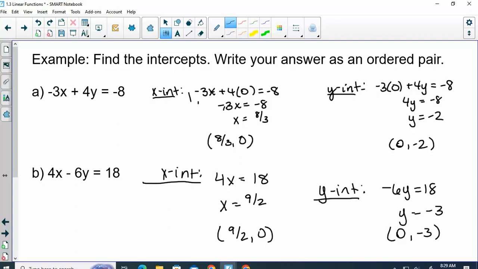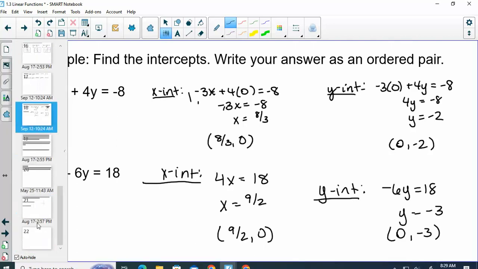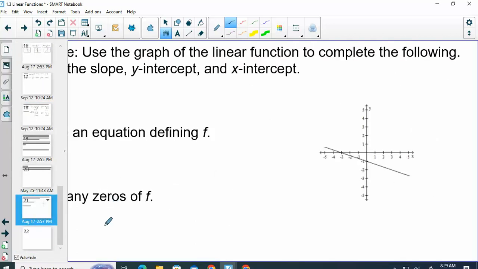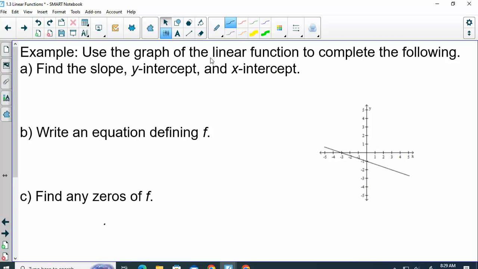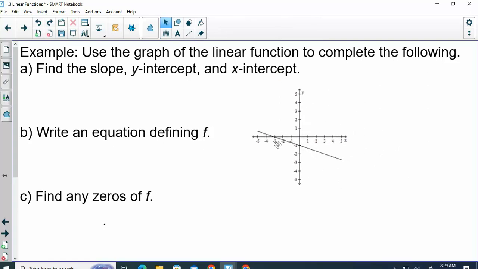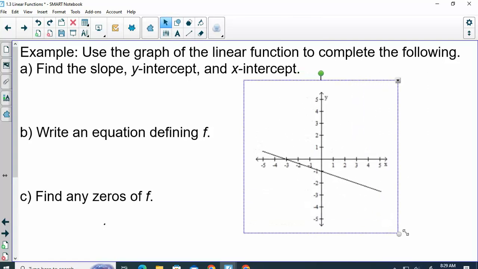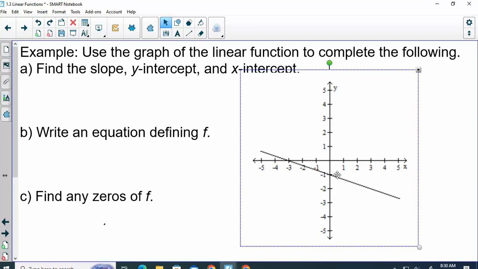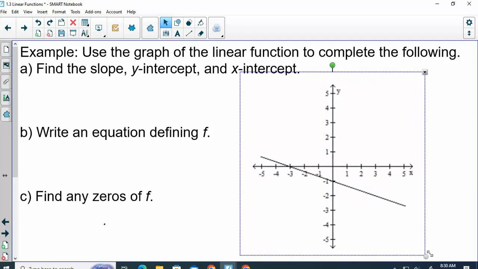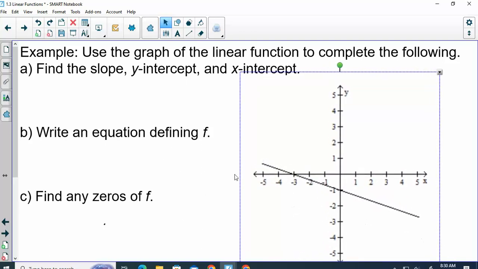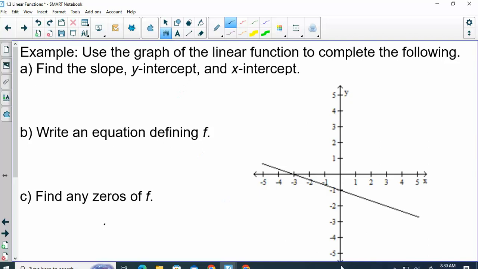I'm going to put a question up here, and I want you guys to see if you can answer everything about this. Here is the graph. I'm asking a bunch of questions about that graph.